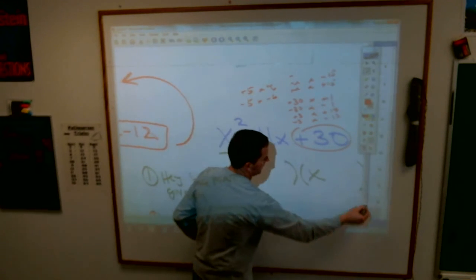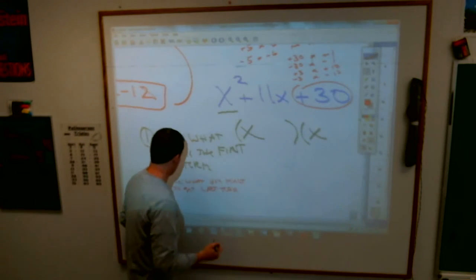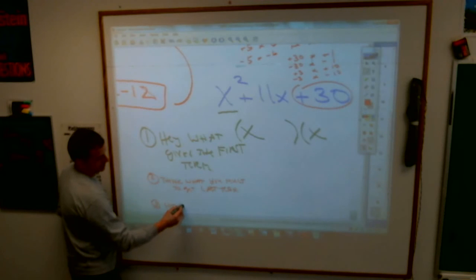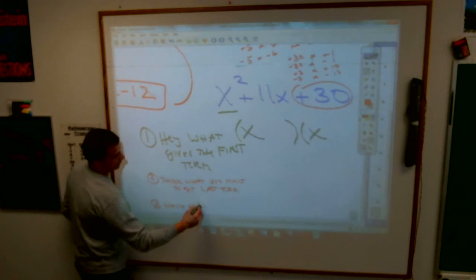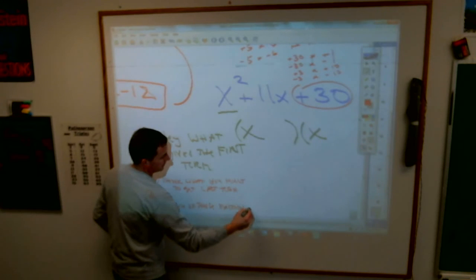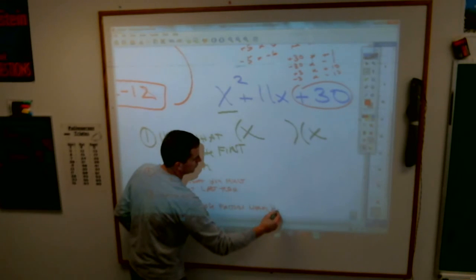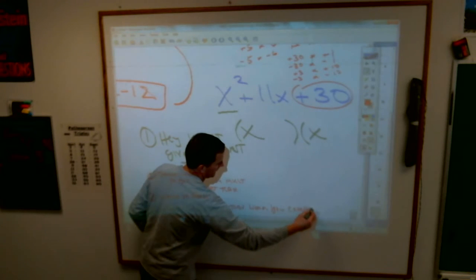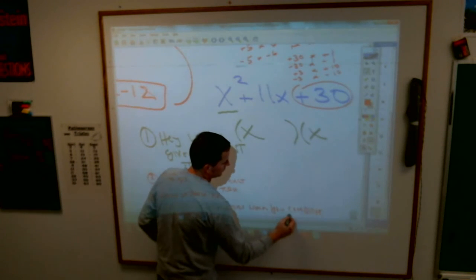The last thing you have to think about here is this, step number 3. Which of those factors, when you combine them, give you the middle term?